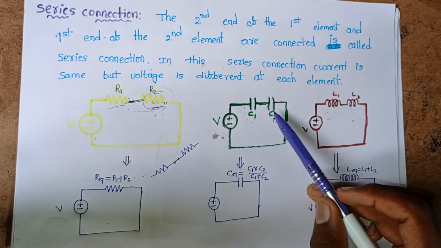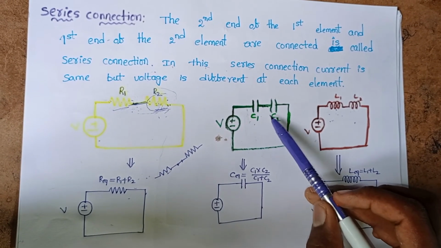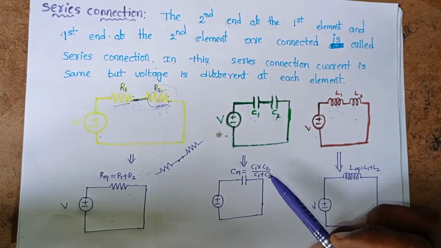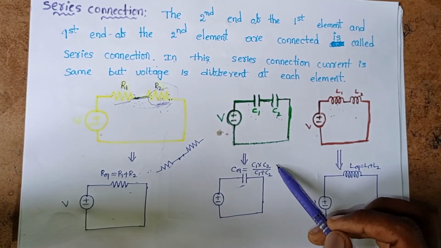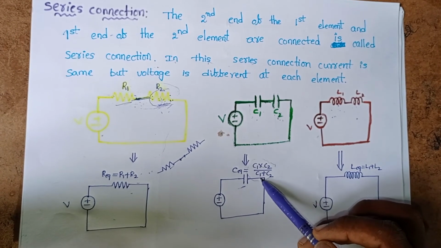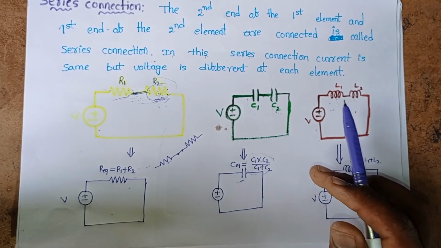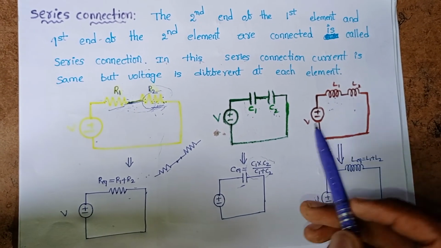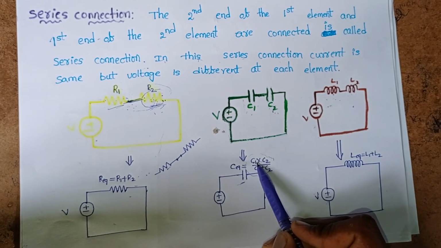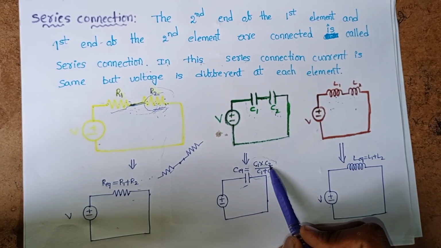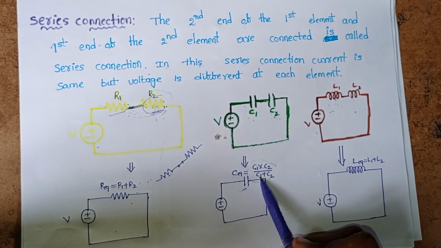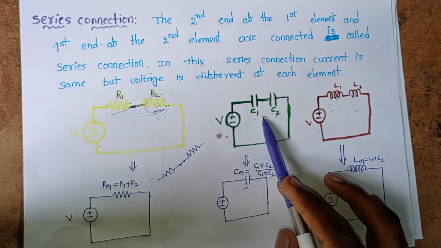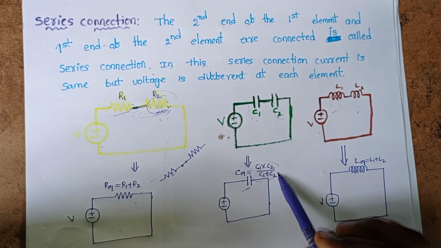Likewise, if two capacitors are connected in series, then we can represent these two capacitors as one capacitor by using this formula: Ceq is equal to C1 into C2 by C1 plus C2. Here C1 is the capacitance of the first capacitor and C2 is the capacitance of the second capacitor. We can represent two series connected capacitors as one capacitor by using this formula.